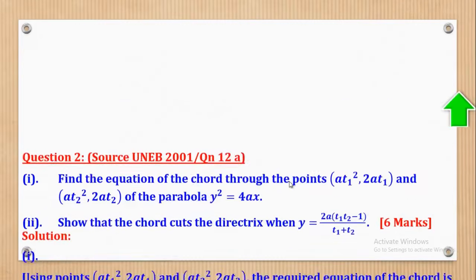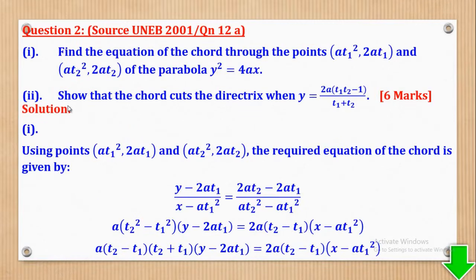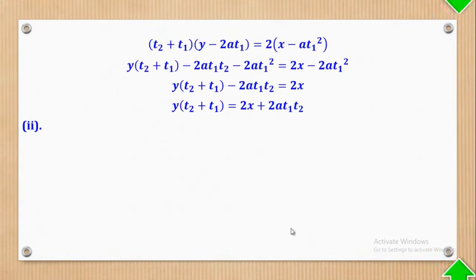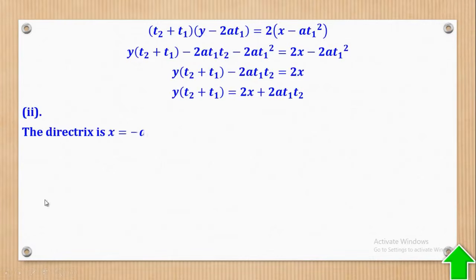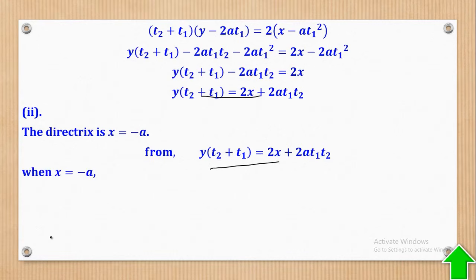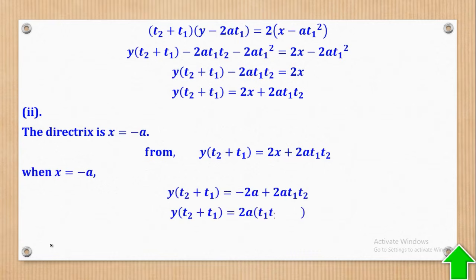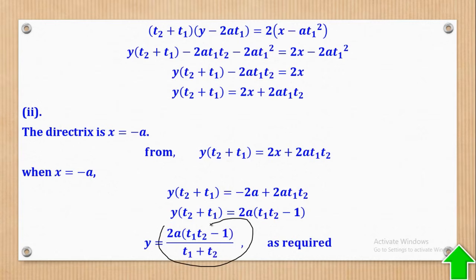So now when we go to Roman 2, it says show that the chord cuts the directrix when y is equal to that. Now the good thing, we already know that the directrix is x is equal to -a. Therefore when x is equal to -a, substitute in this which you got here to come up with the value of y. So I'm going to simplify until I make y the subject, and that is what they wanted.